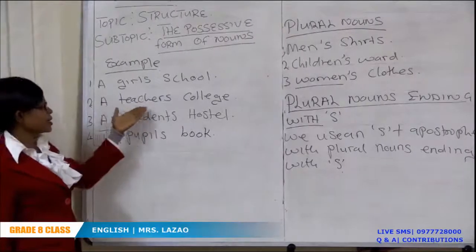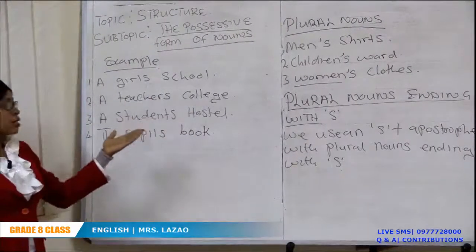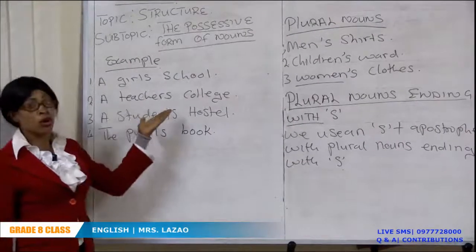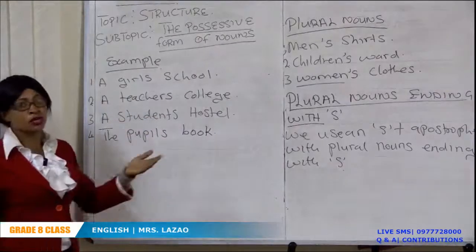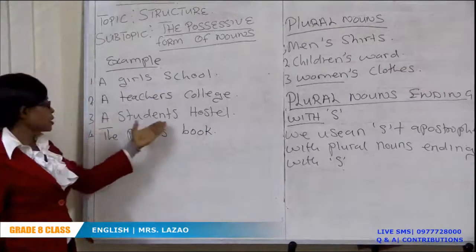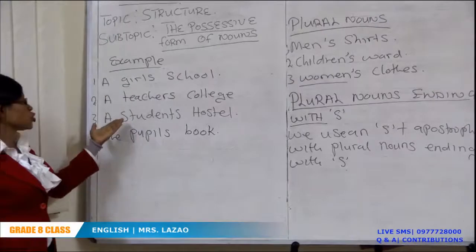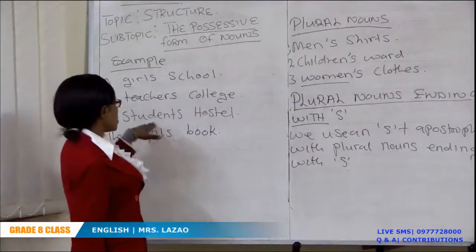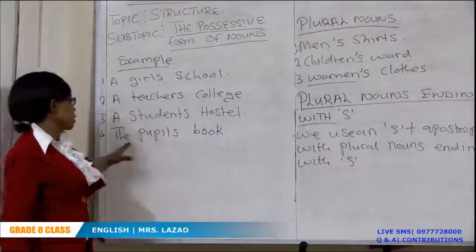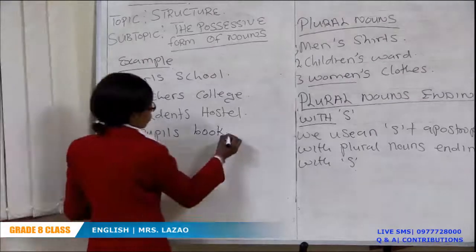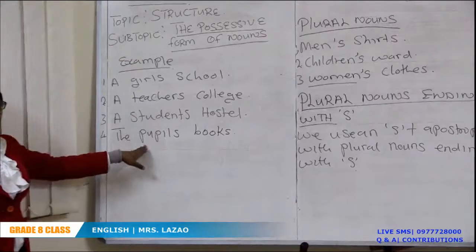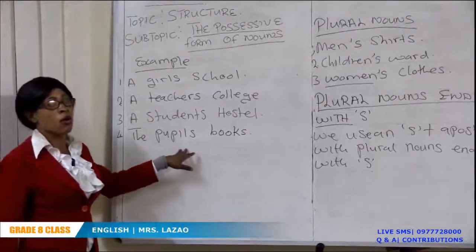The second one, a teacher's college. So this teacher is a noun in the plural form. We are talking about 2 or 3 teachers. The third one, a student's hostel. Here we are talking about 2 or more students, which is in the plural form. The last one, number 4, the pupil's books. This is in the plural form. We are talking about 2 or more pupils.